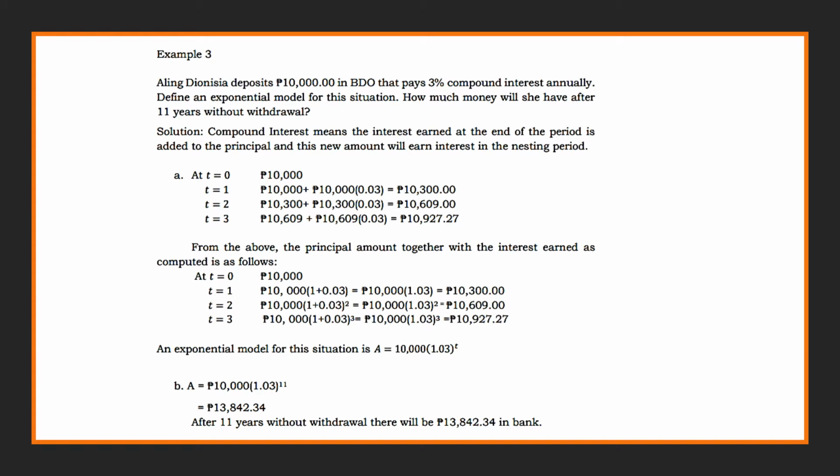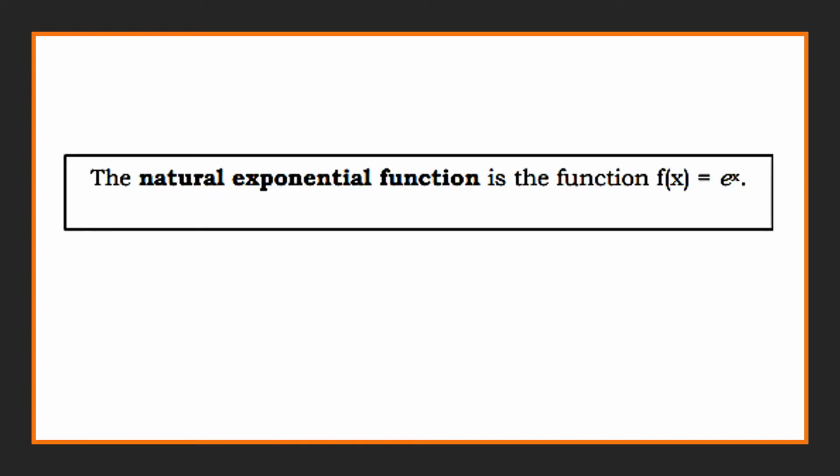So, the same, guys, this is exponential. Ang exponent niya is 11, so that means multiplying 1.03, 11 times to itself before you multiply it with 10,000, if you are going to do it manually. So, kung may scientific calculator naman kayo, nandiyan naman makikita yung exponent, pe-press nyo na lang rin. So, that will be 13,842.34 after 11 years.